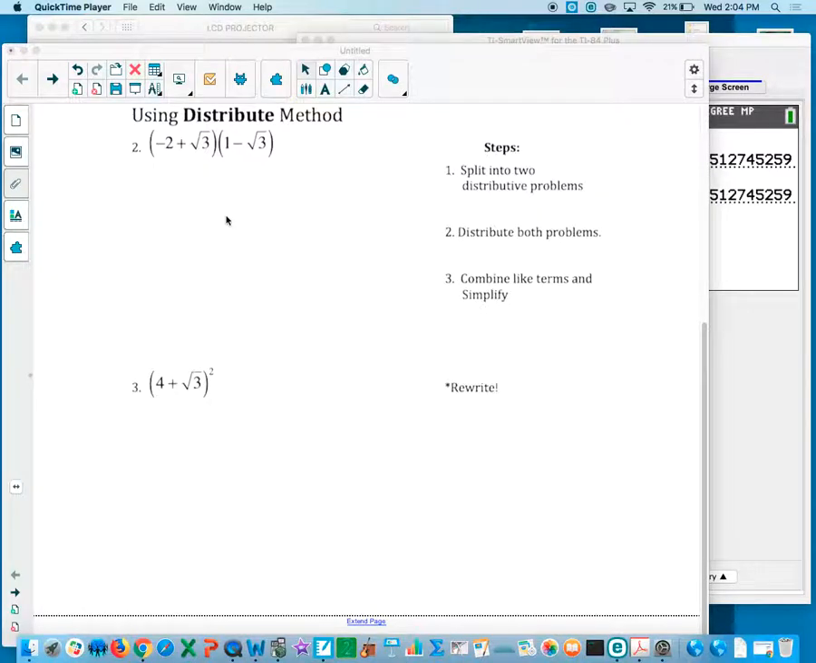Right, this is a different method to multiply binomials. When you do your practice, you can pick which method you like better, but it's good to look at both because you might like this one better than the first. So this is a different way to do FOIL. It's called the distribute method.